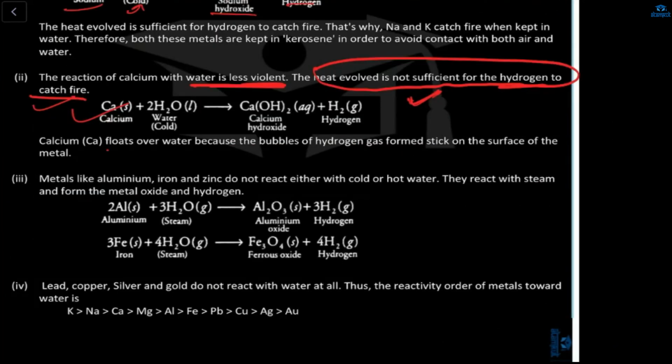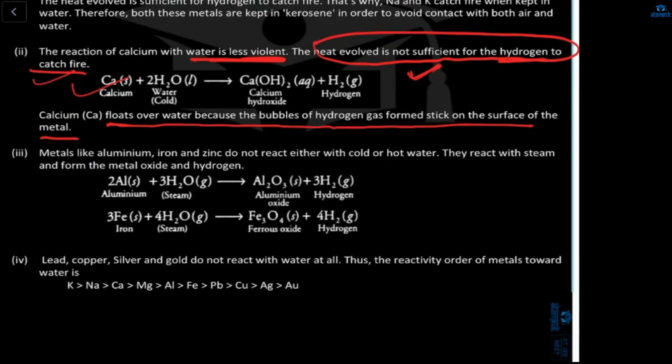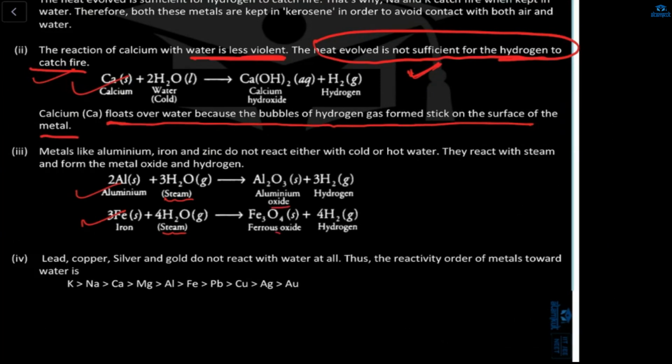Calcium floats over water because the bubbles of hydrogen stick on the surface of the metal. And what about aluminium, zinc, and iron? These are less reactive, so they need steam, giving aluminium oxide and ferrous oxide. And these do not react with water at all, not even cold water, steam, or hot water.